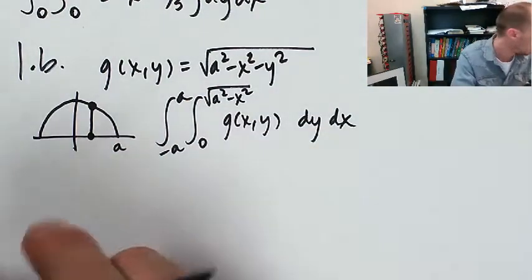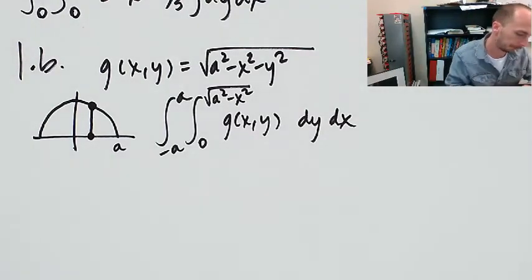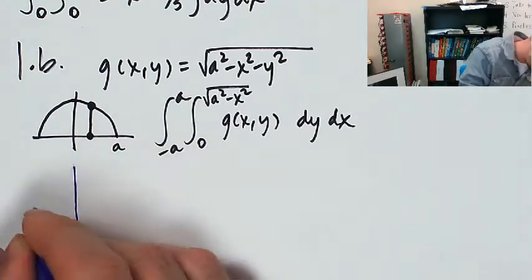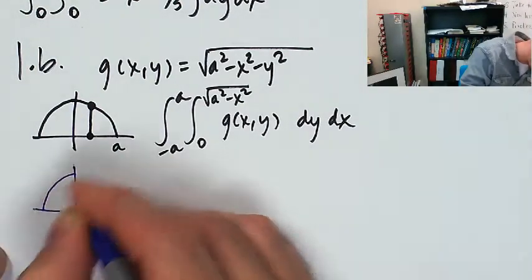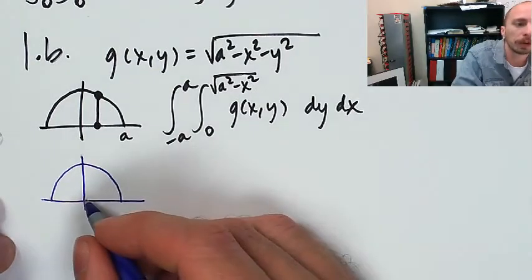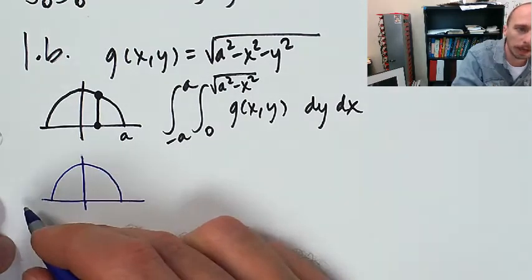Well, that's doable. Okay, but if we needed to write this in polar coordinates, I would say, all right, I'll just redraw the region of integration. To me, that looks like r is running from 0 out to a, and theta is going from 0 to pi.